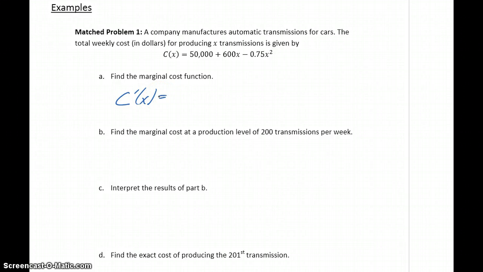So again, marginal cost, marginal revenue, marginal profit. It's just the derivative of that original function. So 50,000 is a constant, that derivative is 0. 600x, the derivative is 600. And the derivative of negative 0.75x squared will become minus 1.5x.